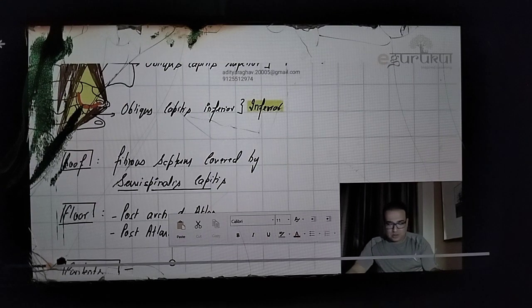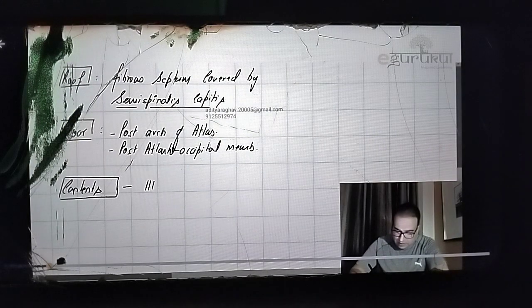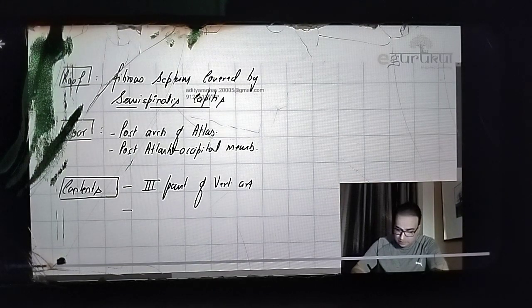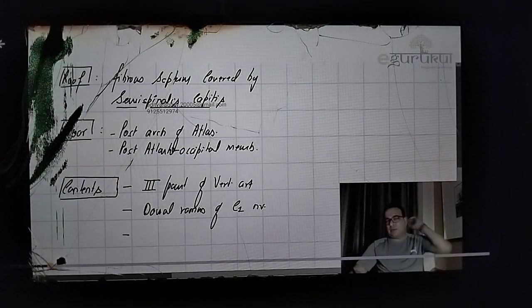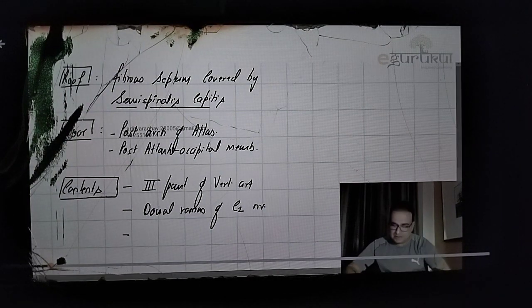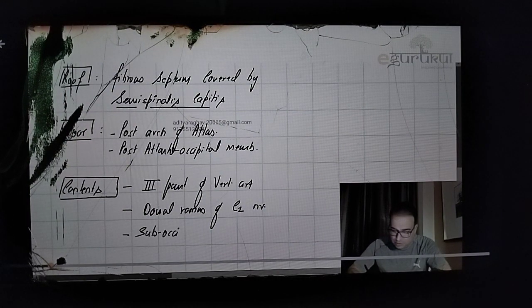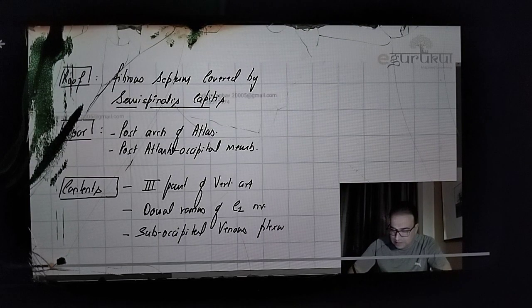Both are the contents. So from the content point of view, we have the third part of the vertebral artery, the dorsal ramus of the C1 nerve, and one more content which you can add. There is a venous plexus also present in there. We call it the suboccipital venous plexus. Not a very important thing to remember, but still, because it is there, you should remember it.